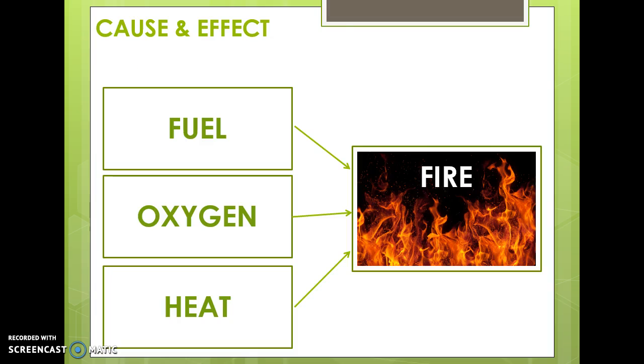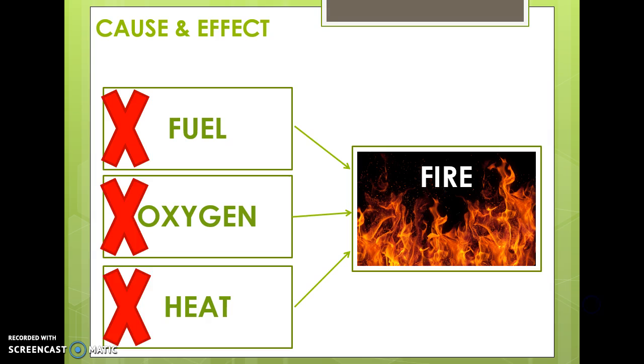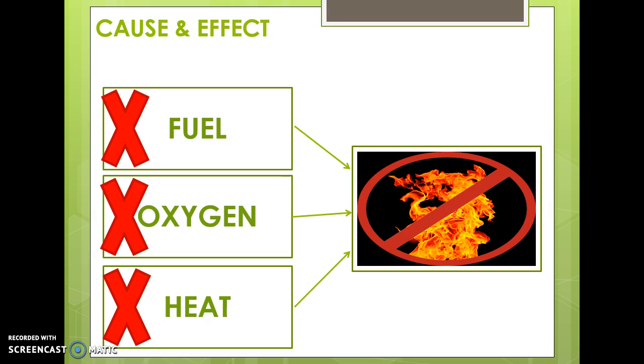This is cause and effect. You have the fuel, the oxygen, and the heat. All of these causes have the effect of fire. If you remove the fuel, remove the oxygen, and remove the heat, you can extinguish the fire.